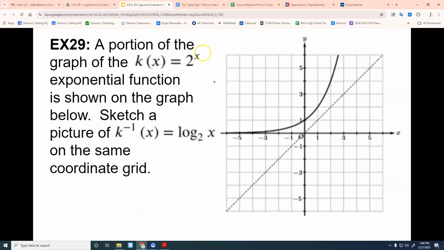All right. Just to think about graphs a little bit, if I've been given the graph of k of x equals 2 to the x, and I want to sketch a graph of the inverse of x, which would be log base 2 of x, what would I need to do for that?